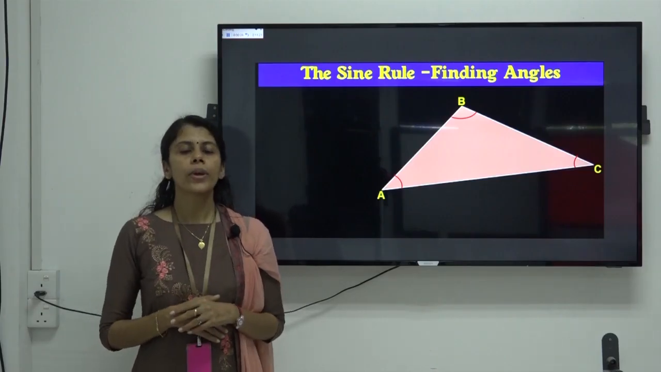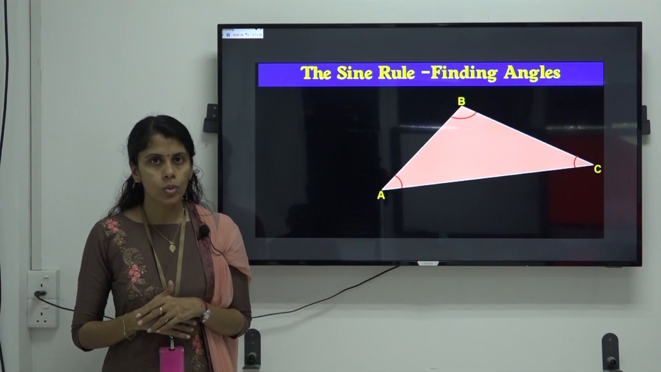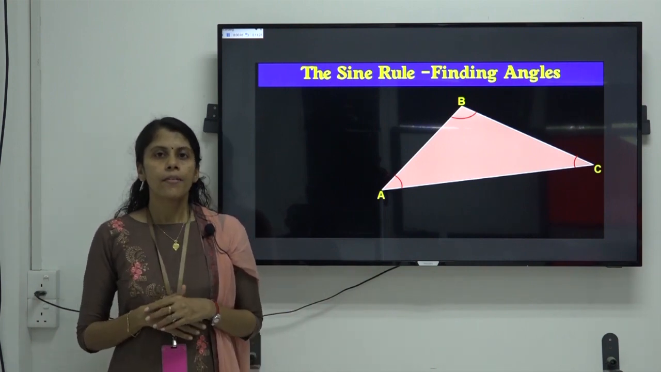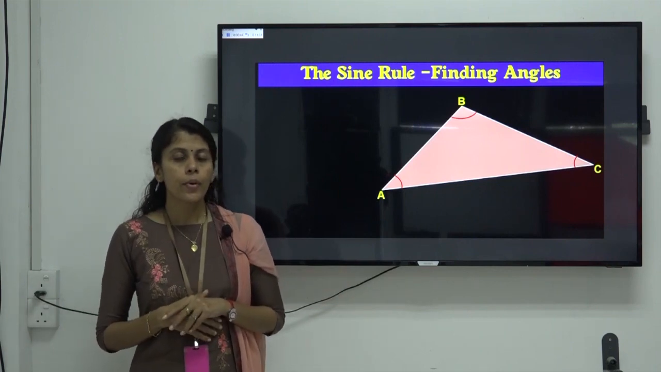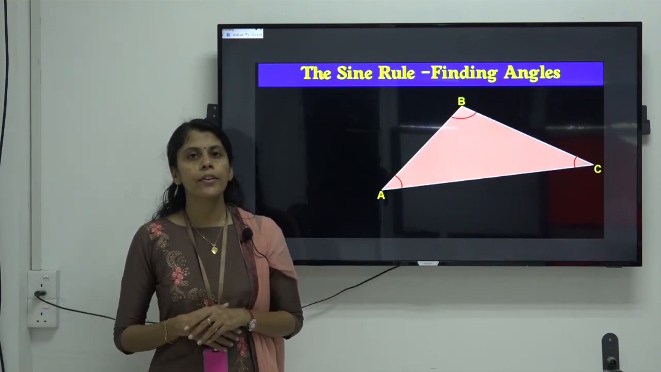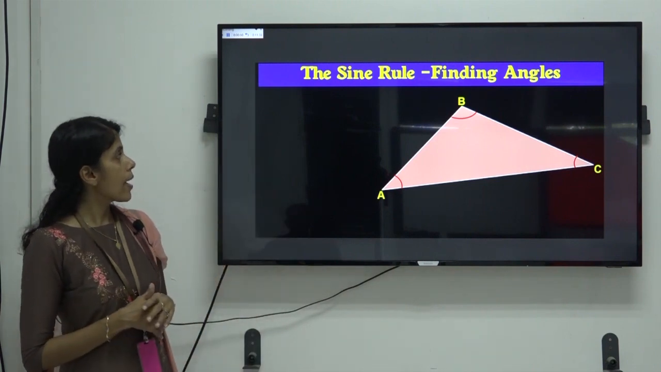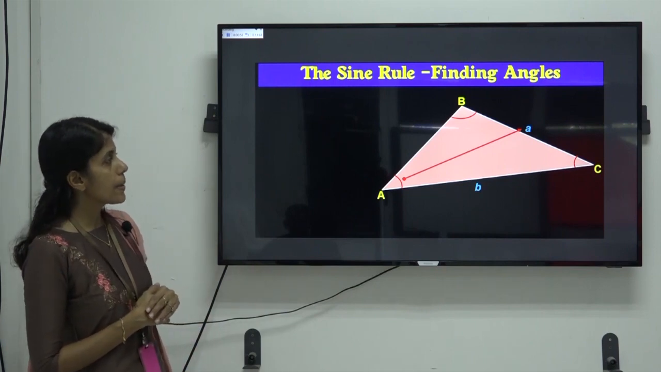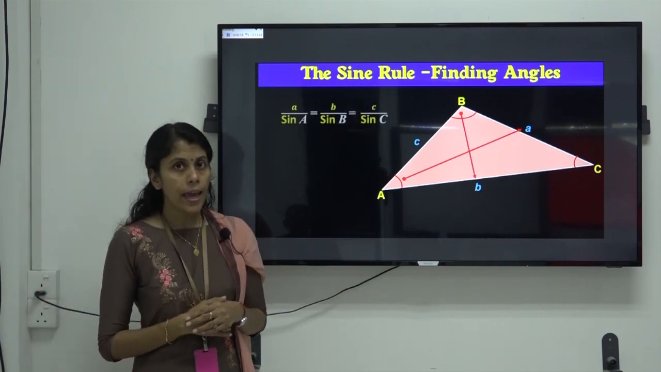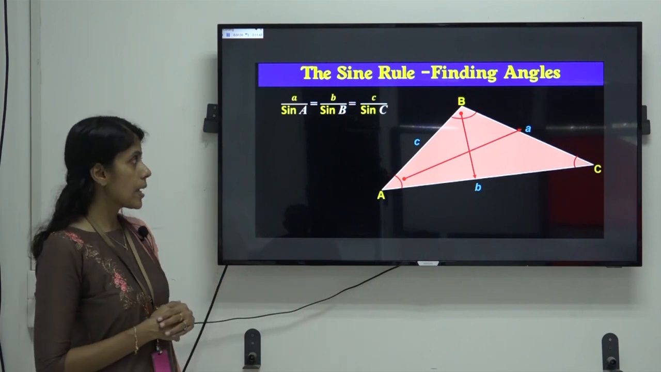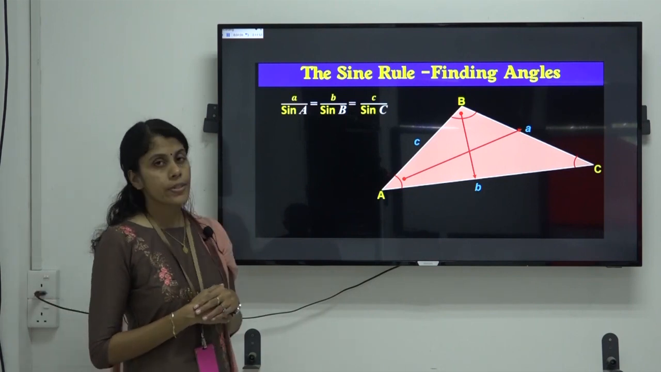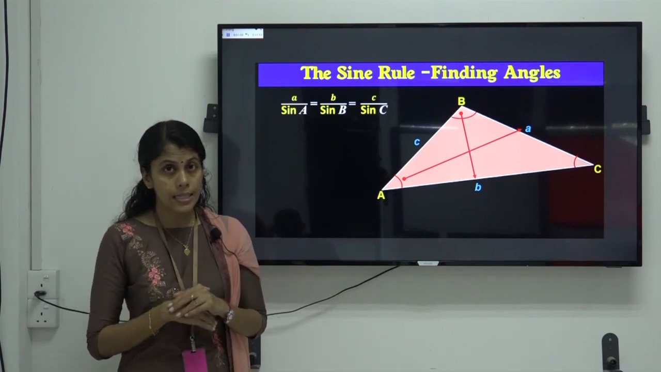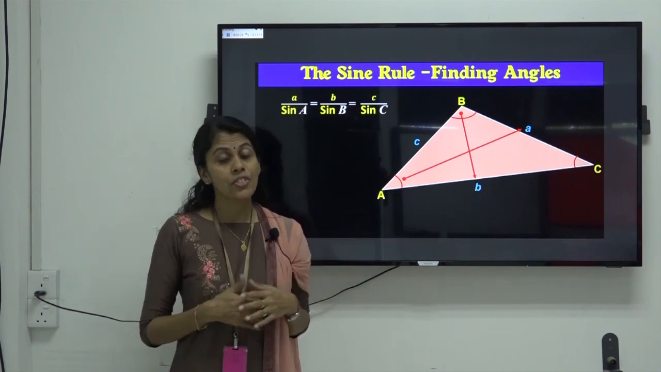Let's see how we can use sine rule in calculating the missing angles of any triangle. Just in the beginning of the lesson, we have seen what a sine rule is. A sine rule would be a by sine A equals b by sine B equals c by sine C, where small a, small b and small c are the sides opposite to the respective angles capital A, capital B and capital C.